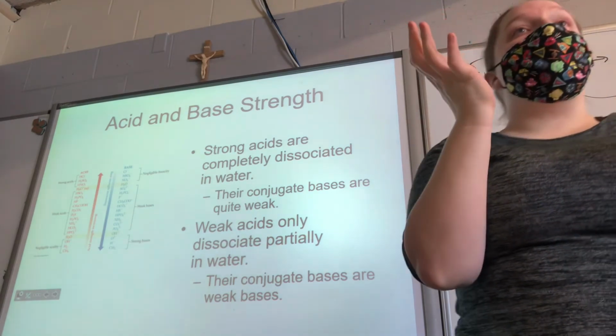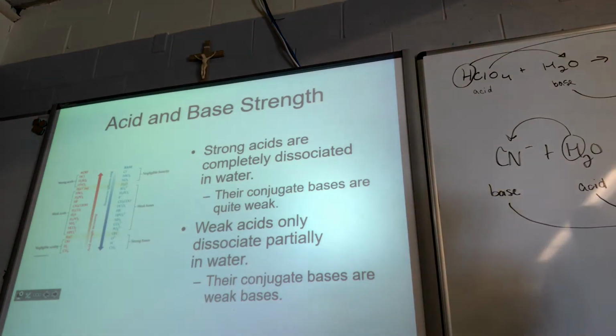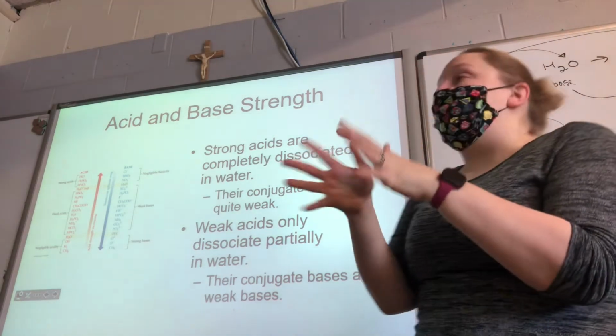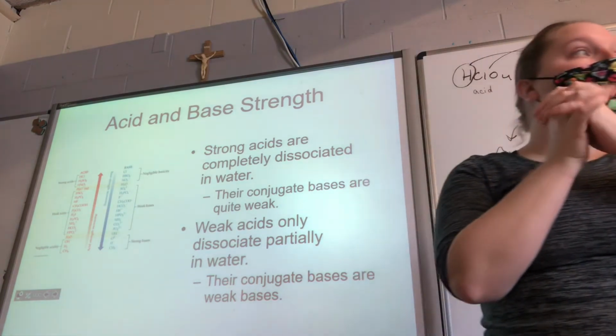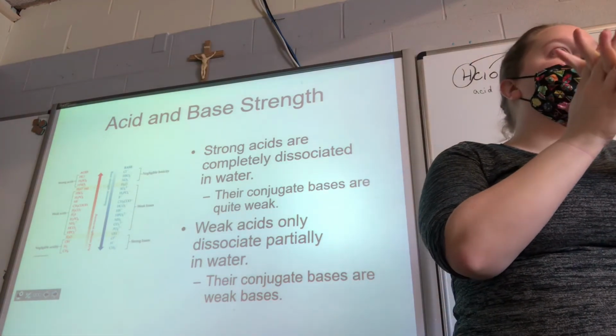So we need a scale that defines how well something dissociates and gives us an idea of acid strength. We're going to measure acid strength using the pH scale, as you guys already know. That pH scale is really going to order things based on hydrogen concentration.